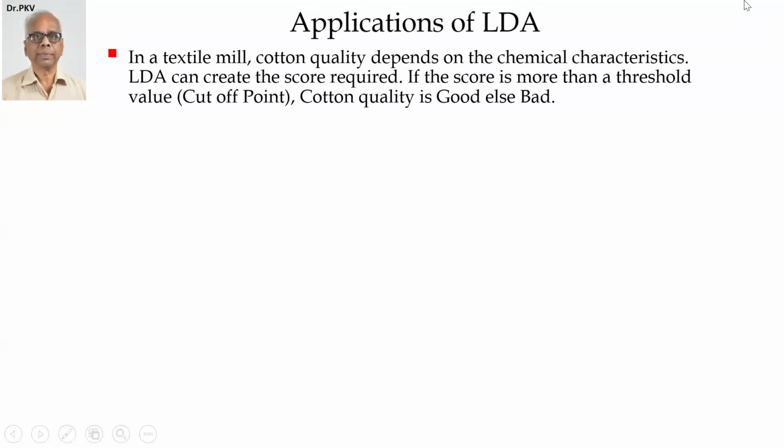In a textile mill, the cotton quality depends on the chemical composition of certain characteristics. LDA can create the score required. If the score is more than a threshold value, the cutoff point score, then the cotton quality is good, else the cotton quality can be classified as bad.